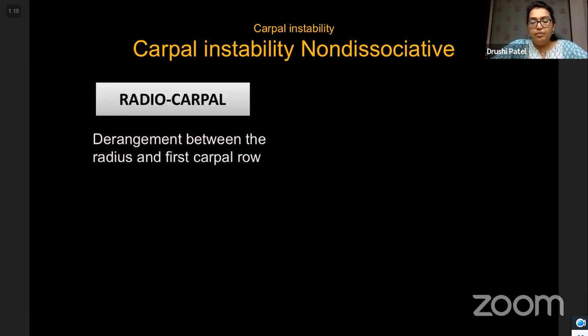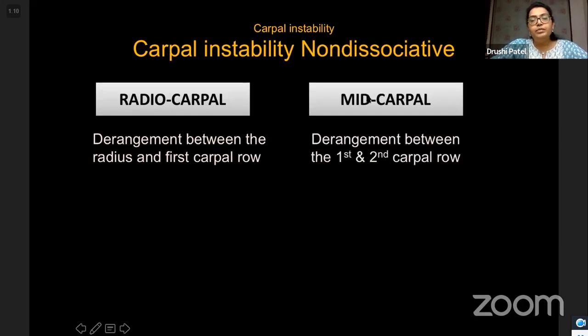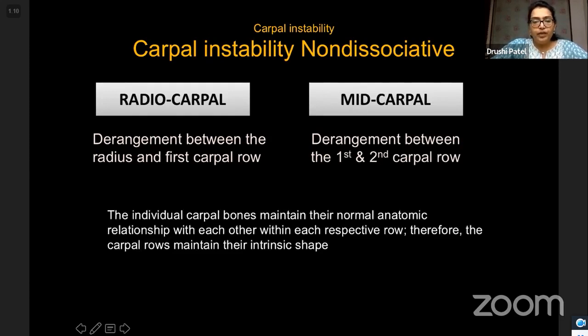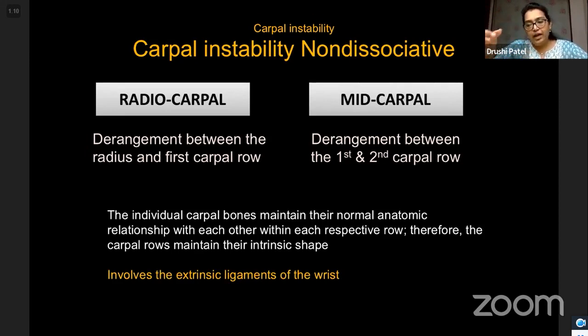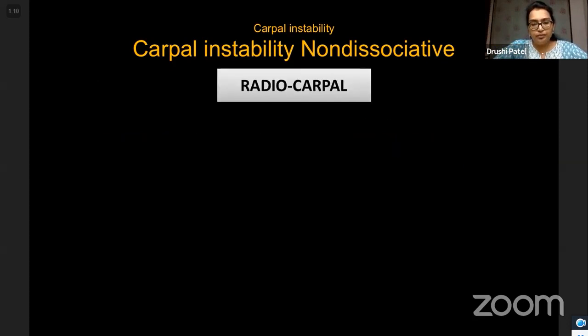Coming to non-dissociative, meaning there is a problem or derangement between the radius and the first carpal row, it is known as radiocarpal instability, or it is between the first and the second carpal row, where it is known as mid-carpal instability. Now, when there is derangement in between rows, the alignment between the carpal bones amongst the same row remains maintained. And therefore, when it is the distal radius and proximal carpal row misalignment, or proximal carpal and distal carpal row misalignment, then it is the extrinsic ligaments which are injured.